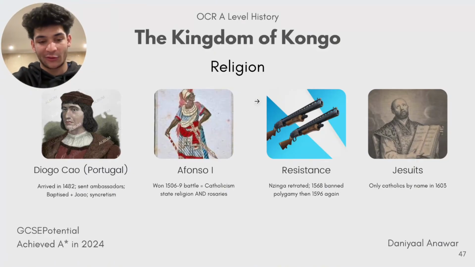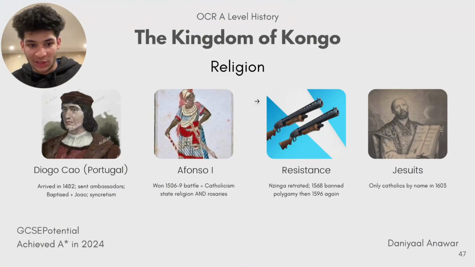So the first point is in 1482, Diogo Cao, who's sort of like a traveler from Portugal, arrived in Congo. And after arrival, he was like, okay, you know what, this has a lot of potential. He sent ambassadors to Portugal from Congo, and ambassadors from Portugal to Congo. So basically, they developed some initial relationship by sending people across to the different countries.